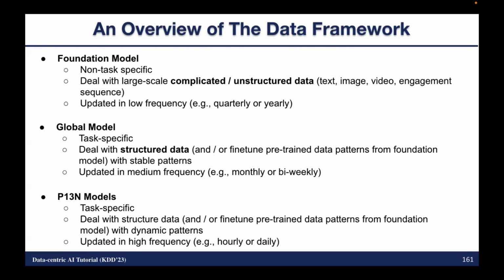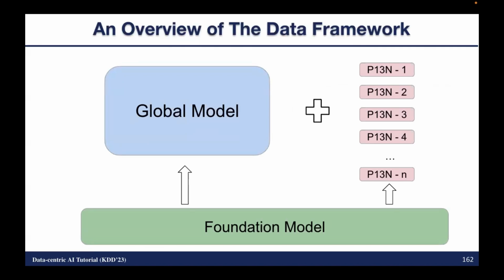Global model is task specific, say a ranking model, and it mostly deals with structured data, and it can also get useful patterns from the pre-trained model. And it is updated at a median frequency, monthly or bi-weekly. The last one is the personalization model. Again, task specific, also deals with mostly structured data, and it can also get input from the pre-trained model, but this is updated at a very high frequency, say hourly or daily. And we put them together. This is pretty much one of the practices for foundation, global, and personalization on different scenarios, treated for different purposes, updated at different pacing.